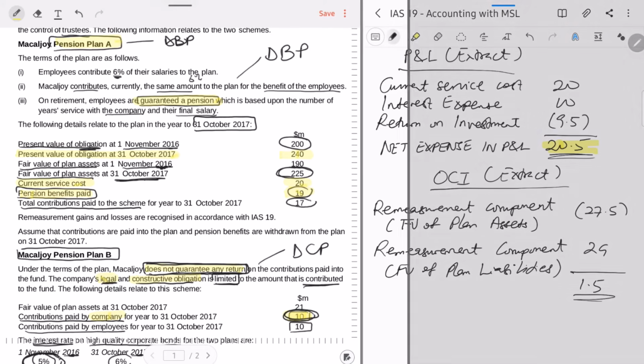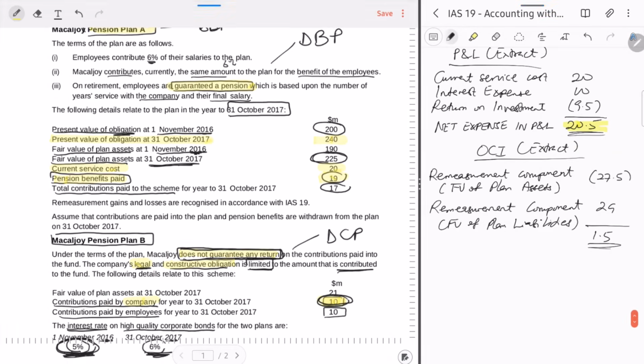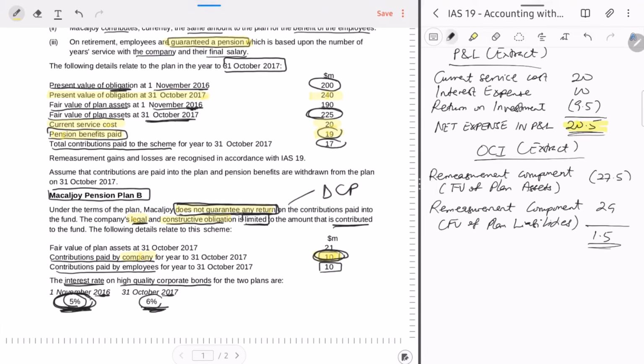So that's it. We have one more question to do, and you realize how easy this topic is. So let's look at that one as well. Watch it. Here, you can see for pension plan B, they give us information about fair value of plan assets, contributions paid in by employee, interest rates and so on. We ended up using the information for what? The assets. But they even gave us a clue because they didn't give us fair value of plan liabilities for pension plan B. So a smart student will know that this is clearly not a defined benefit plan. Because for a defined benefit plan, you'd have needed the fair value of the plan liabilities as well.